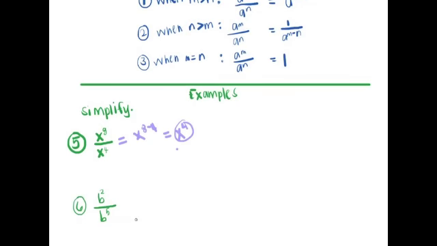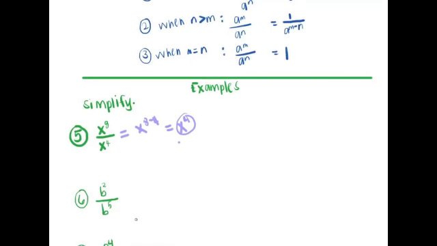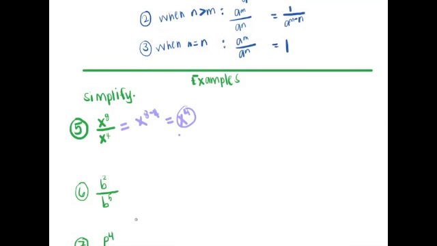Looking at the second one, same situation here: both have the same base and different exponents, but this time the bigger one is on the bottom, so that tells me I'm going to have a fraction. So it's going to be 1 over, and we keep the base and subtract the exponents, 5 minus 2, and so we end up with 1 over b to the 3rd.